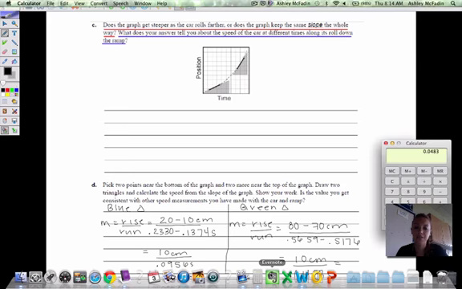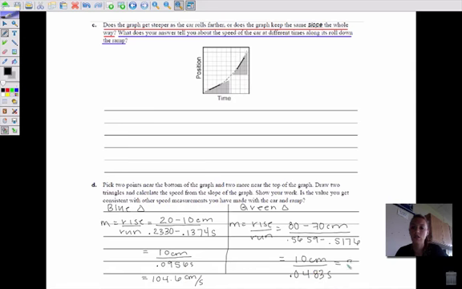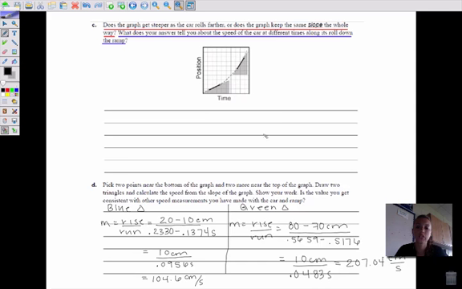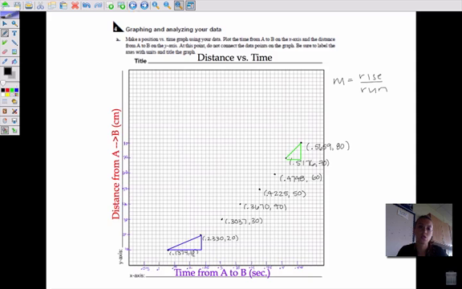So 10 divided by 0.0483 gives us an answer of 207.04. And we always need a unit in physics, so it's going to be centimeters over seconds, because that was the units we were given here. So what this tells us is that the speed of the car between 70 and 80 centimeters was 207.04 centimeters per second. So this is how you do part D. I want you to model what we just did in the video on your own paper.